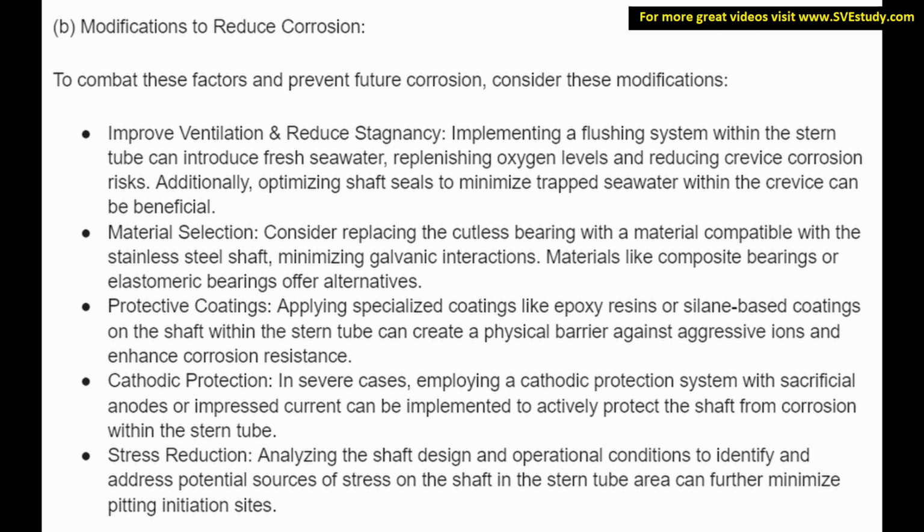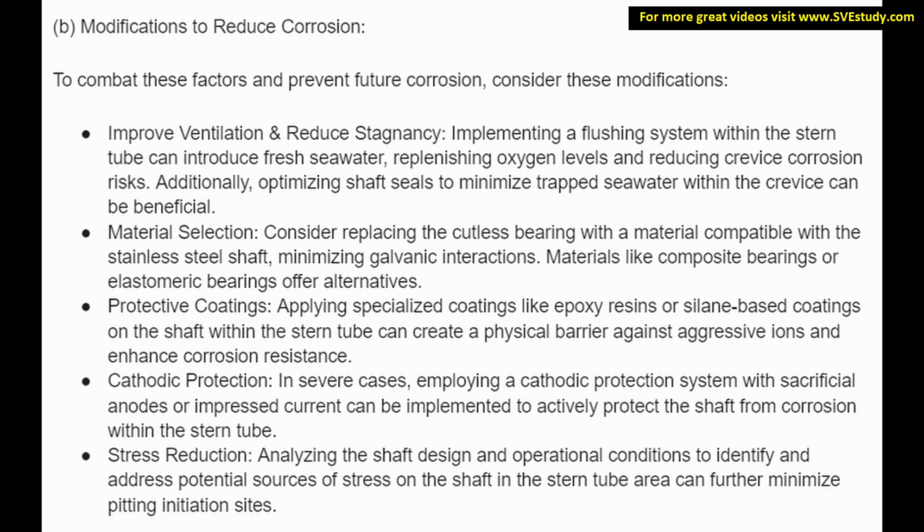B. Modifications to reduce corrosion. To combat these factors and prevent future corrosion, consider these modifications. 1. Improve ventilation and reduce stagnancy. Implementing a flushing system within the stern tube can introduce fresh seawater, replenishing oxygen levels and reducing crevice corrosion risks. Additionally, optimizing shaft seals to minimize trapped seawater within the crevice can be beneficial.